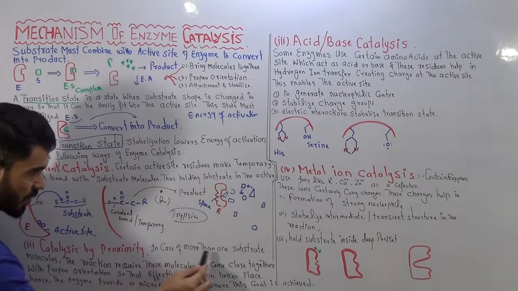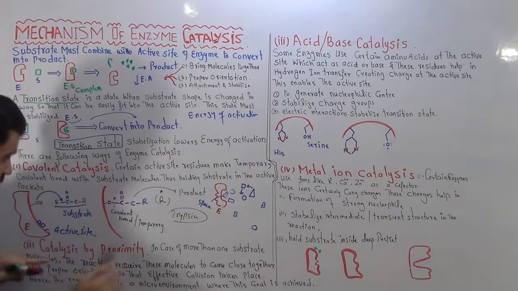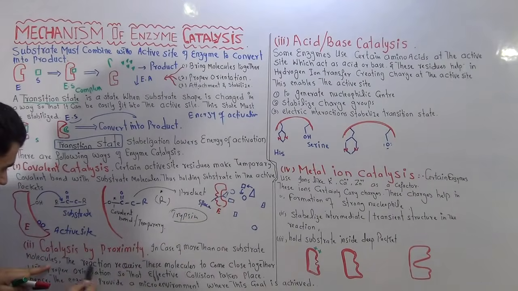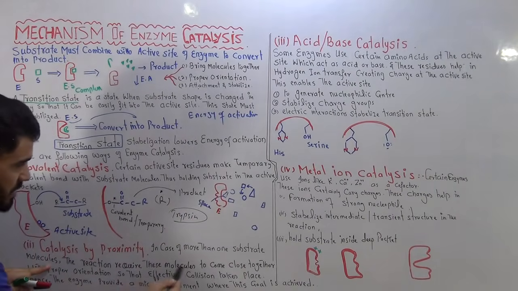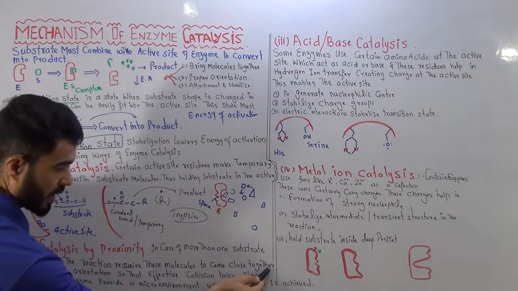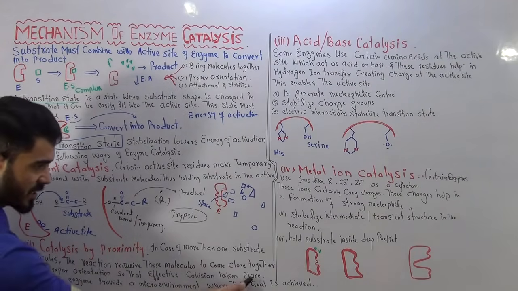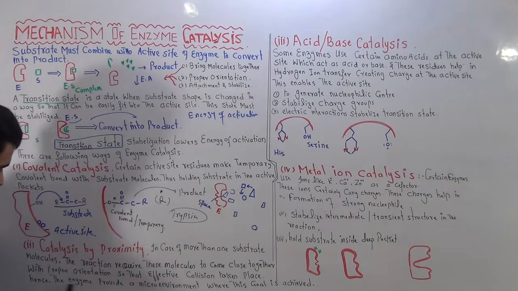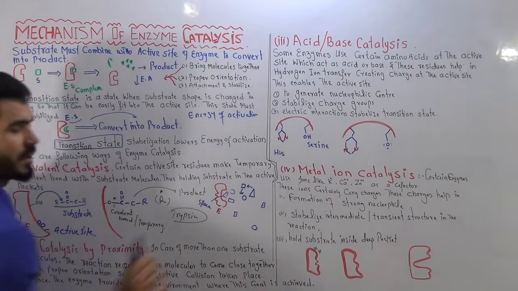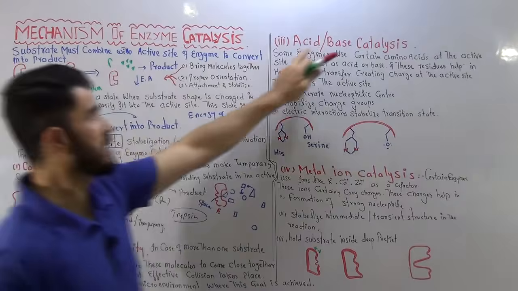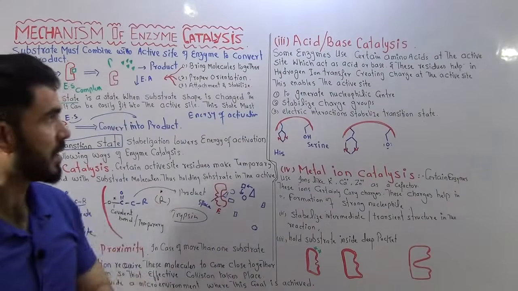In case of more than one substrate molecule, the reaction requires these molecules to come close together with proper orientation and direction, so that effective collision takes place. Hence, the enzyme provides a microenvironment, a proper environment, where this goal is achieved. Now the third one is acid-base catalysis.